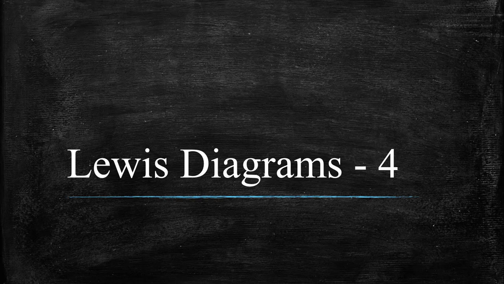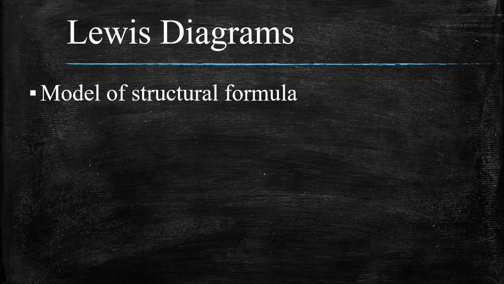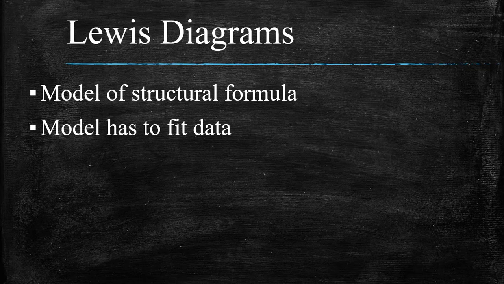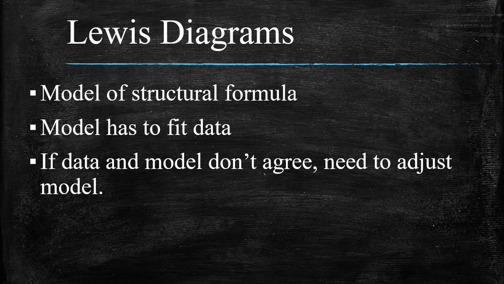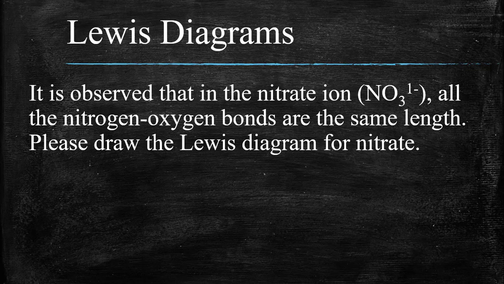This is the fourth video on Lewis diagrams, and this is on a concept called resonance. Now, if you recall, Lewis diagrams are just models of structural formula, but any model has to be able to fit the data that is presented. If the model and the data do not agree with each other, then the model must be changed. The data cannot be changed. And so I want to go straight to an example where this will demonstrate all of this.